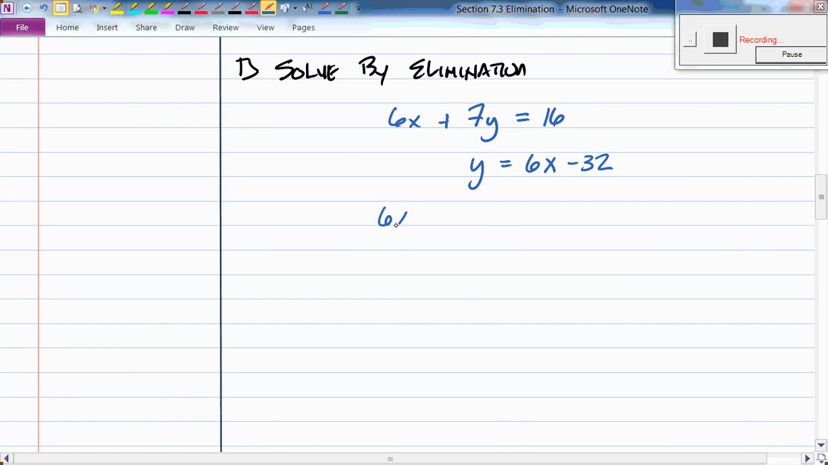So we're going to say 6x plus 7y equals 16. Now, how do I line up vertically if I want all of my x's in a row? Yes, sir. You got it. So negative 6x plus y is now equal to negative 32. So now, are all my x's lined up? Are all my y's lined up? Yeah, so now I'm good to go.